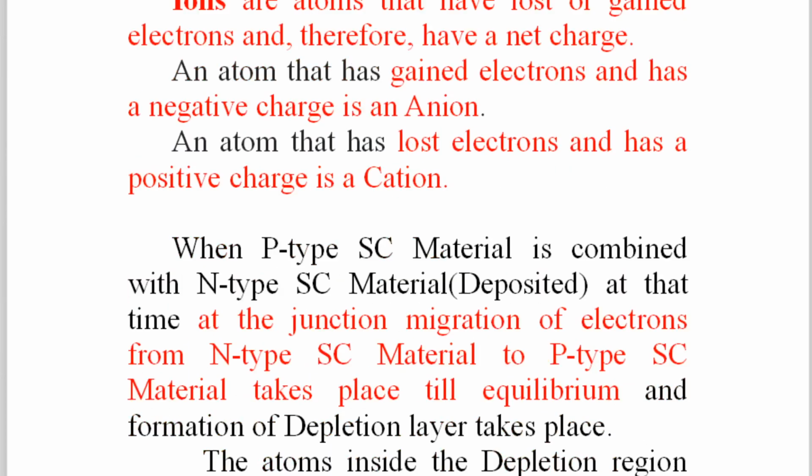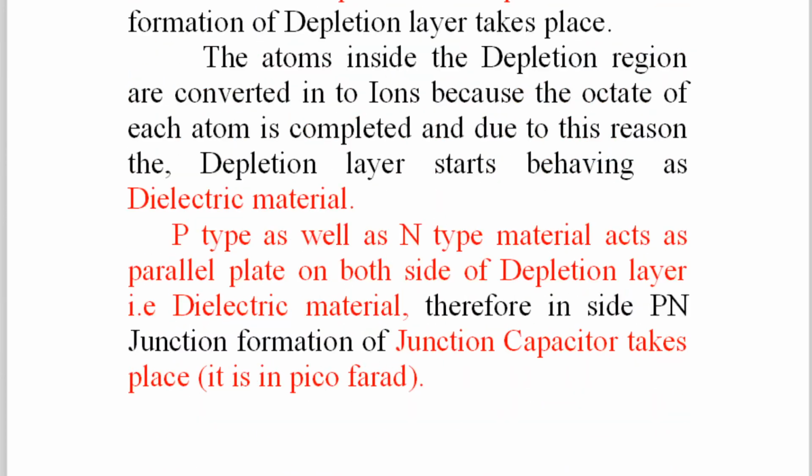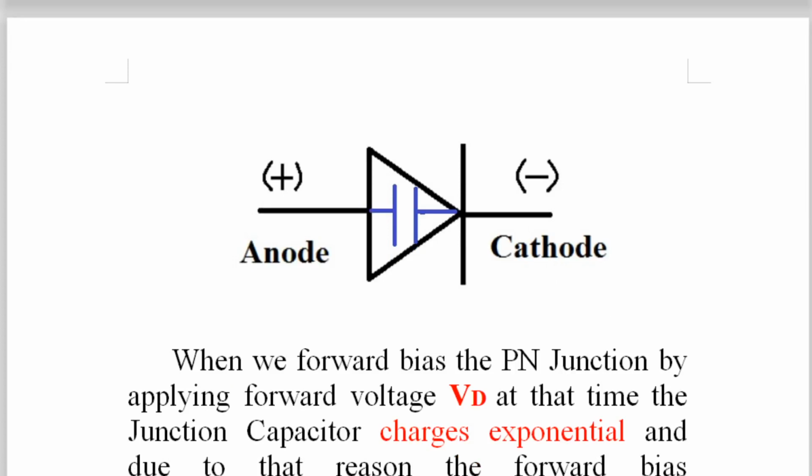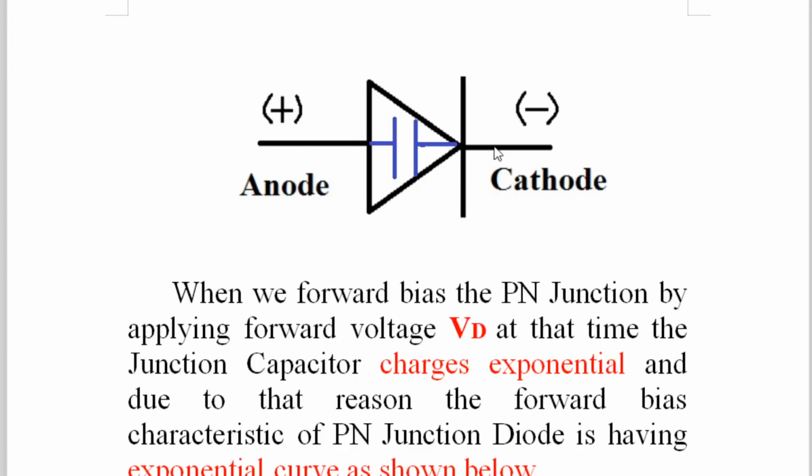Now we'll proceed to the next part, the equivalent circuit diagram of the p-n junction diode with its internal capacitor, called the junction capacitor. If a p-n junction diode is there, only one junction capacitor is there. In a BJT, there are two p-n junctions, so there are two junction capacitors. It is a very important term to understand.